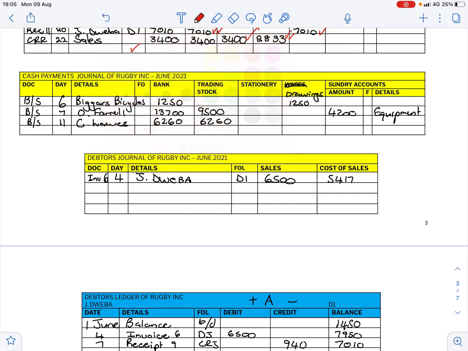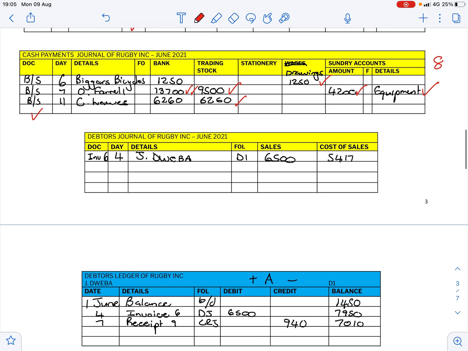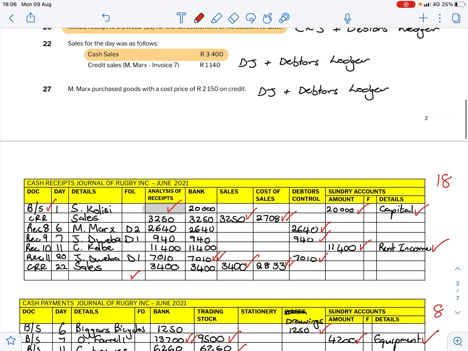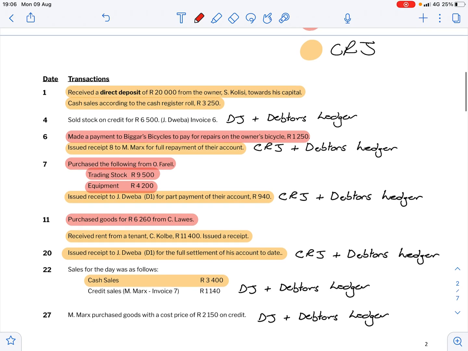If we have a look at where marks were allocated there, 1 mark for having all 3 of your source documents as bank statements, 1 mark for our drawings, 2 marks for adding up our 9,500 Rand and 4,200 Rand to get 13,700, 1 mark under trading stock, 1 mark for our 4,200 Rand and equipment, and then another mark for our trading stock of 6,260, leaving 8 marks in our CPJ.